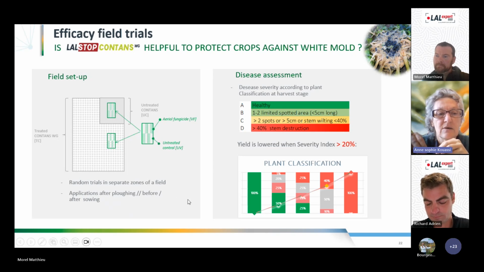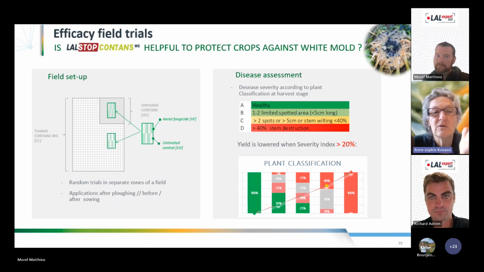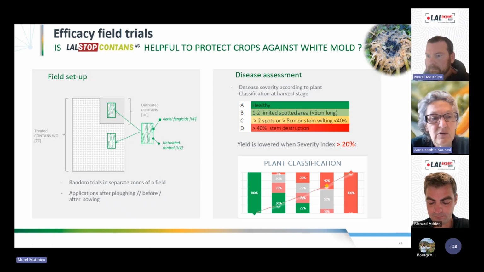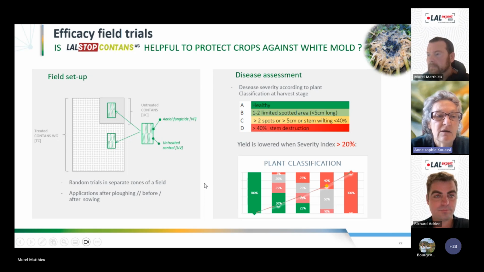And this part was annual with vegetation treatment, and Contans was either annual or pluriannual applications after plowing and before or after sowing. Okay.